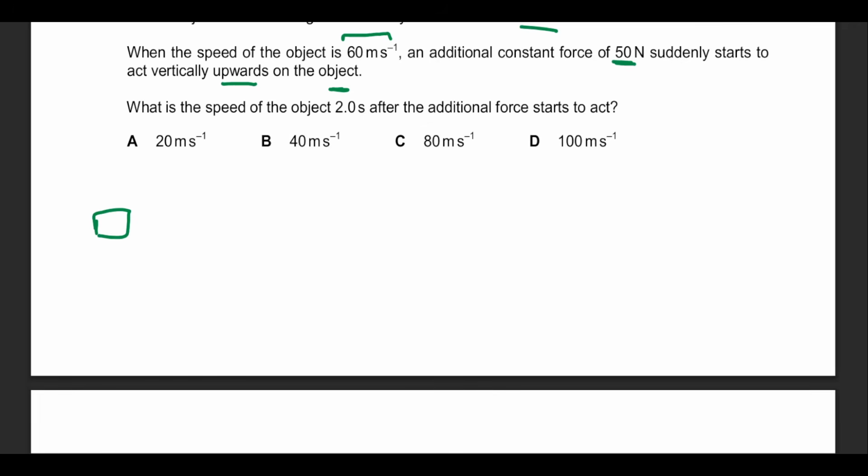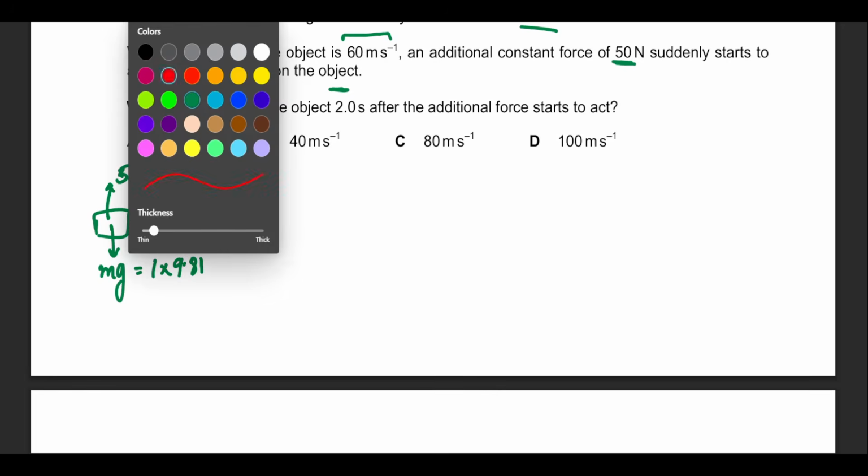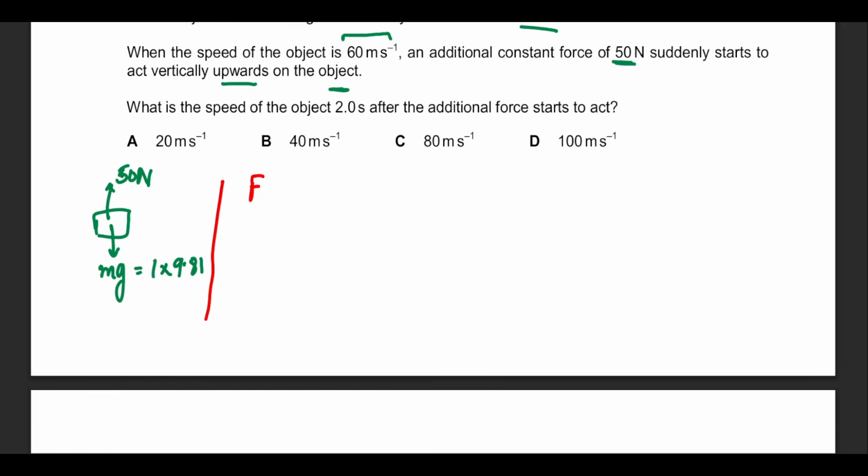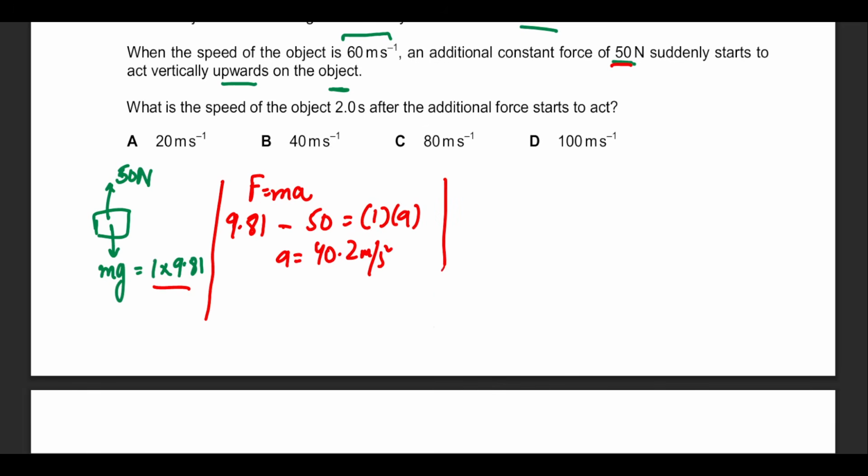So the object is 1 kg moving downwards with a force of mg, which is 1 multiplied by 9.81, and then eventually experiences a drag of 50 newtons. So we need to find the deceleration, what the deceleration might be. So this should be F equals ma. So 9.81, because it's multiplied by 1, minus 50, the stopping force, equals 1 kg into a. The acceleration comes out as 40.8 meters per second square. This is the acceleration after it reaches 60 meters per second.